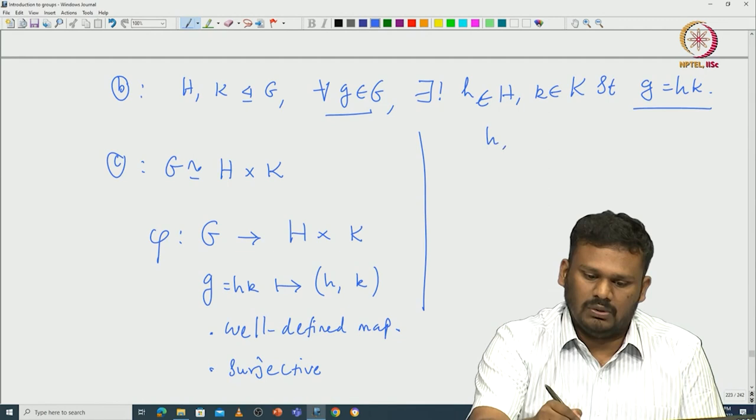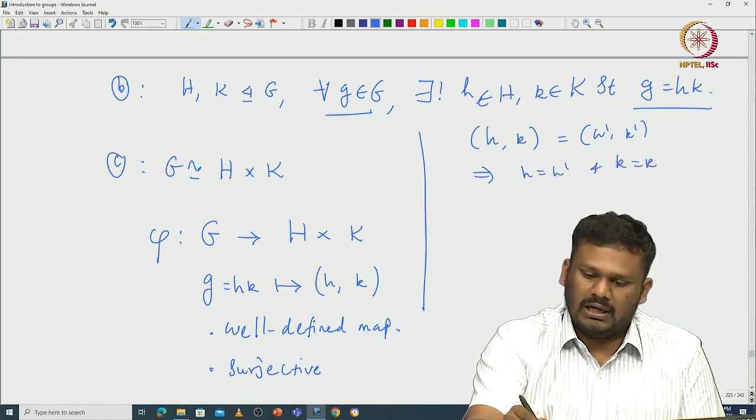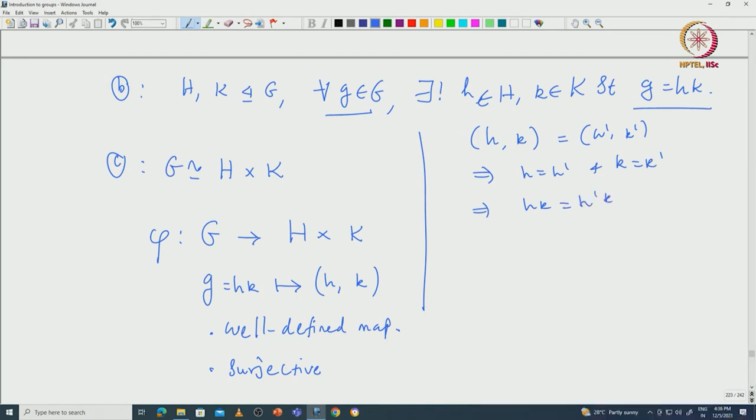Okay. So let me do it. If H, K equal to H dash, K dash, then that would imply that H equal to H dash and K equal to K dash. So that would imply that HK equal to H dash K dash. So that means the pre-images are same. Okay. This is just the phi of whatever. So that implies phi is 1-to-1. So it is a bijective well-defined map.